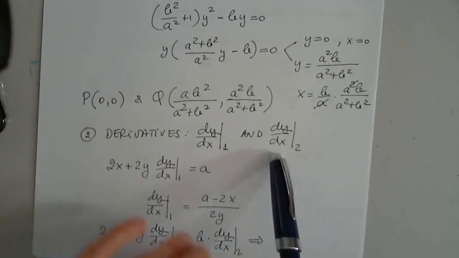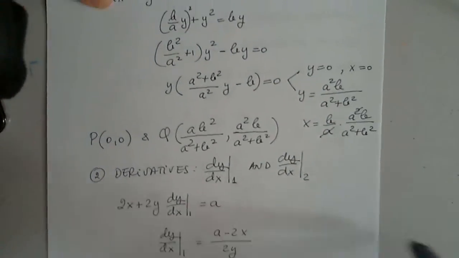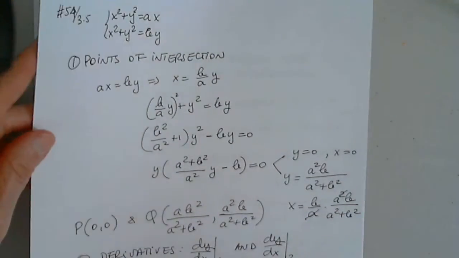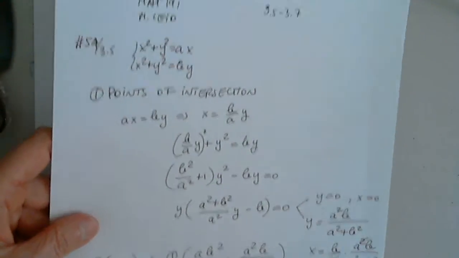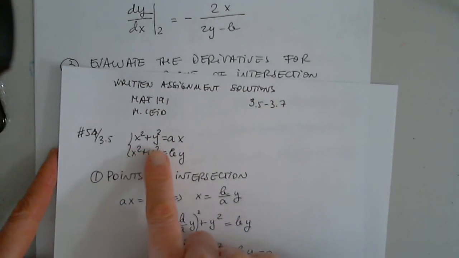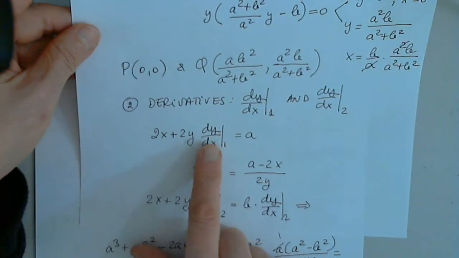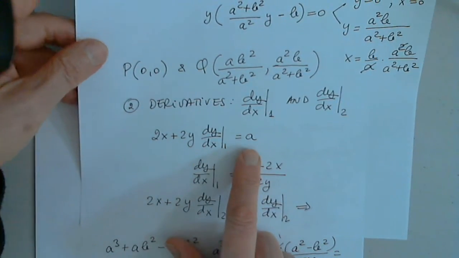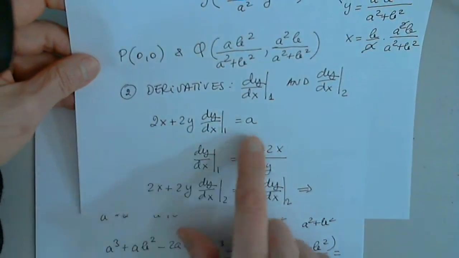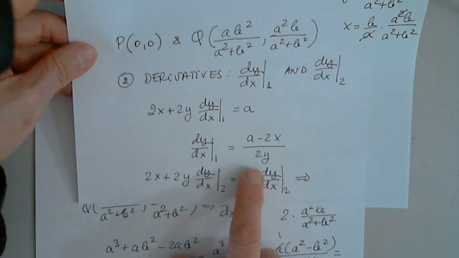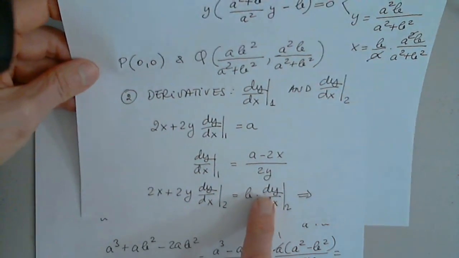Now I find the derivatives, the dy over dx for the first curve, and dy over dx for the second curve. So I have 2x plus 2y dy over dx equals a, for curve 1. And I subtract 2x and I divide by 2y. So a minus 2x over 2y is the first derivative.